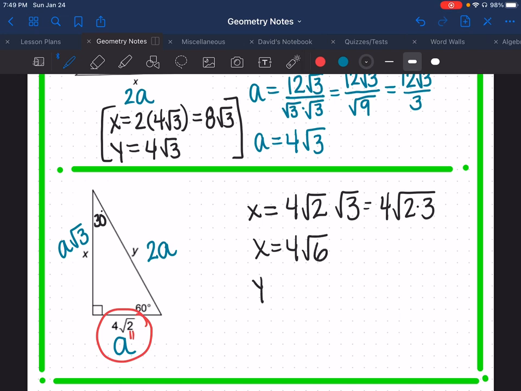And for the y value, I'm going to do 2 times 4 square roots of 2. And we just saw how to take care of this. Since the second 2, this one right here, is underneath our square root, I cannot multiply by this 2. What I can do is 2 times 4, because they are both outside of a square root. 2 times 4 is 8. 8 square roots of 2 is my final answer.